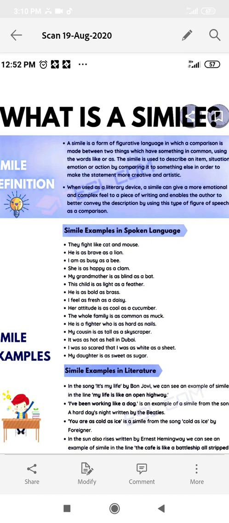So there are many figures of speech. Okay, we are going to discuss some figures of speech here.